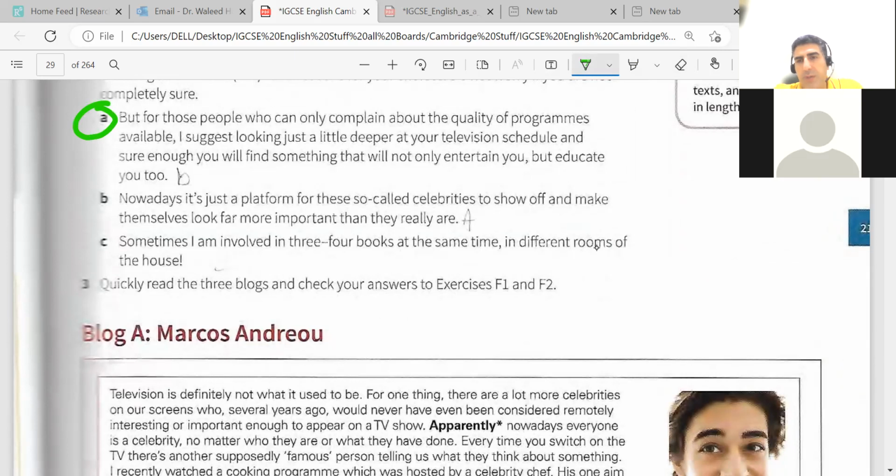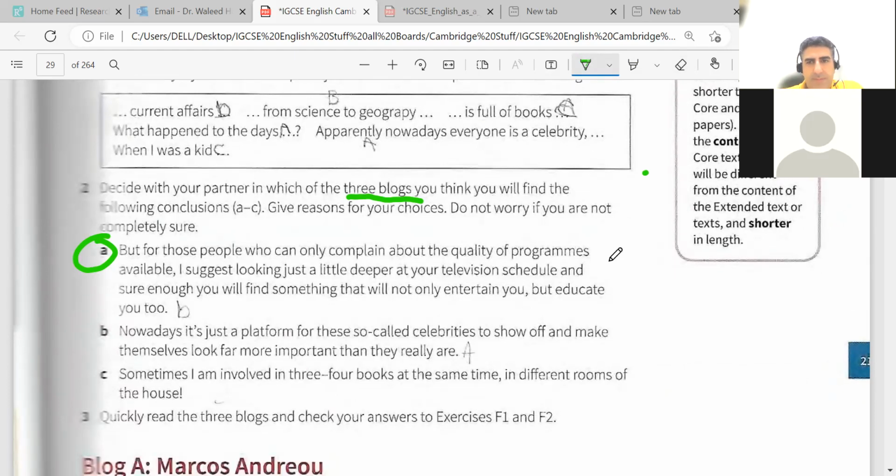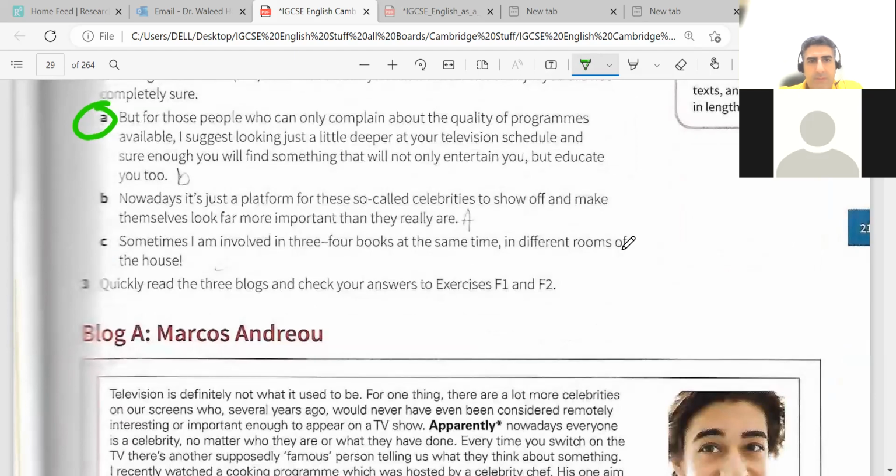Which speaker? A, B, or C? Here again, it will be B. Why B? Because he said that in B, he uses it to learn or as a teacher. So this is the same one.